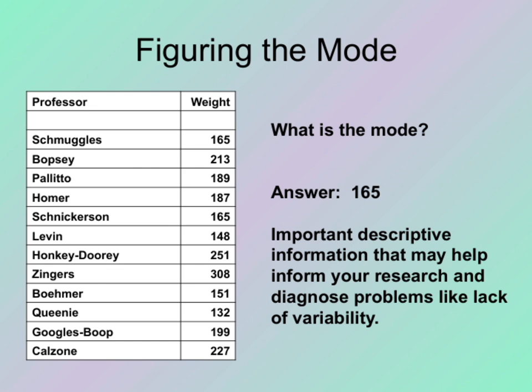Understanding the mode is important because it helps us identify the most common or typical value in the data. It can also give us insights into the distribution, especially when there's little variability or when certain values tend to repeat more often than others. In this example, recognizing that 165 is the mode can help us diagnose issues like lack of variability, where most values cluster around a certain point. This can be important for further analysis or research, especially if we're trying to see patterns or outliers.